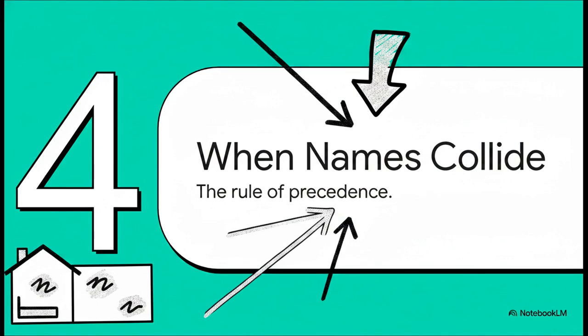Okay, so this leads to the most important question of all. What happens when names collide? What if you have a variable in a private bedroom that has the exact same name as a variable out in the public living room? Well, programming has a very clear answer for this. It's called the rule of precedence.